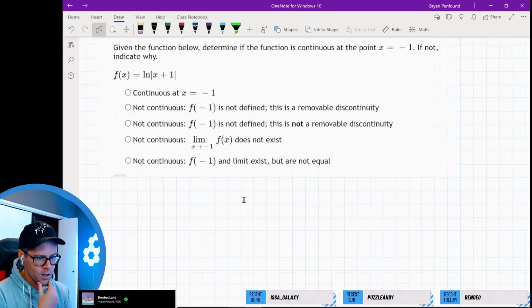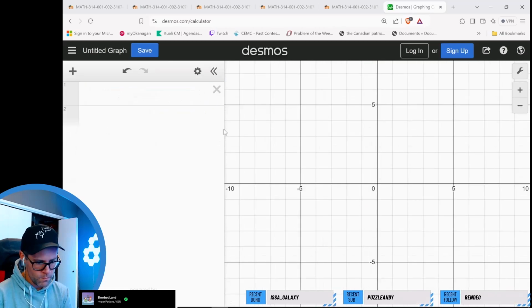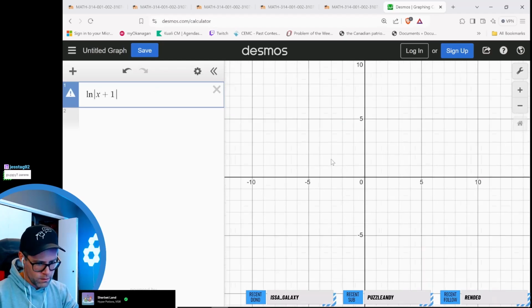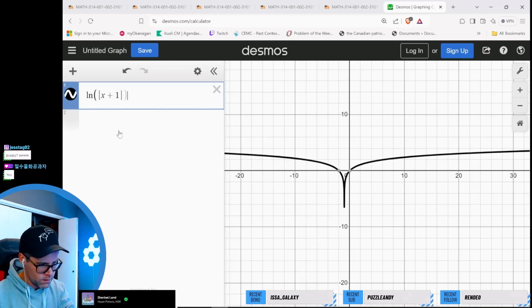Given the function below, determine if the function is continuous at -1. If not, indicate why. Wait, this function's not defined at -1, right? This function's defined everywhere except -1, isn't it? x plus 1? What do you want from me? Use parentheses around the argument. Okay.